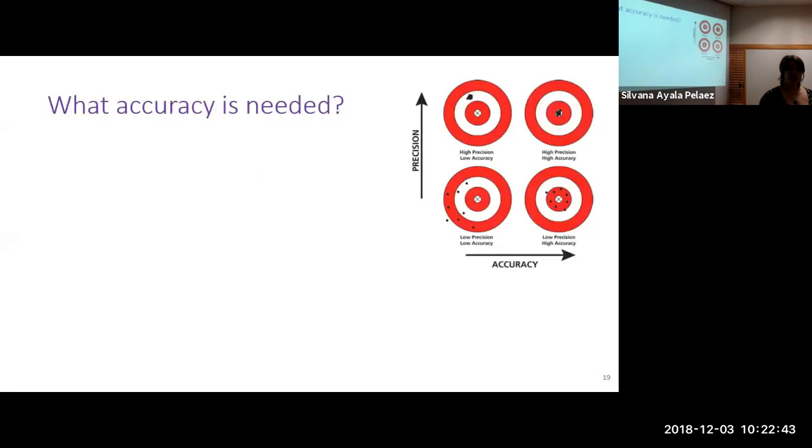So let's take a little bit of a look at accuracy. And just as a reminder, we have here the difference between accuracy and precision. Precision is when we have a lot of measurements that are close to each other, right? So this is precise. But accuracy is when the measurements are on the bull's eye, when they are on reality, when they reflect what's real.